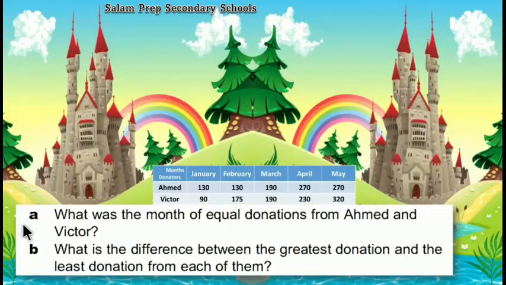Now we need to answer the following. The first one: what was the month of equal donations from Ahmed and Victor? Please look at the table. You will find the month of equal donations from Ahmed and Victor is March, 190 pounds. Okay? Equal donations.